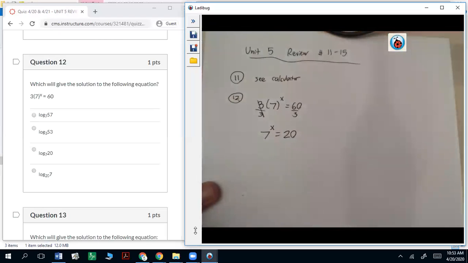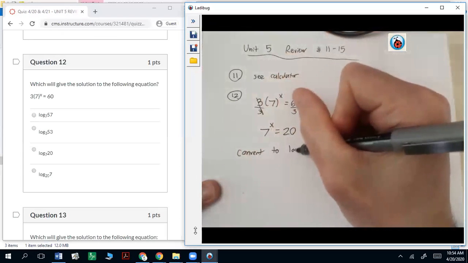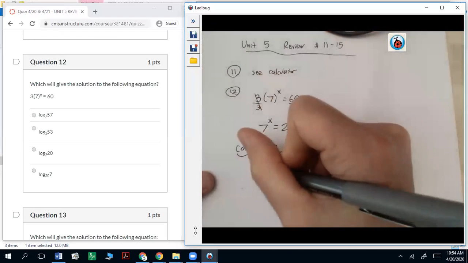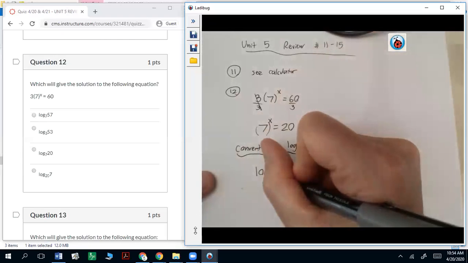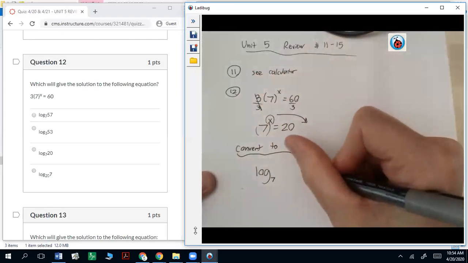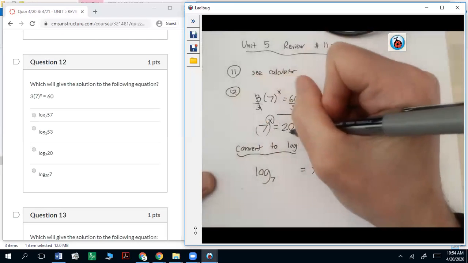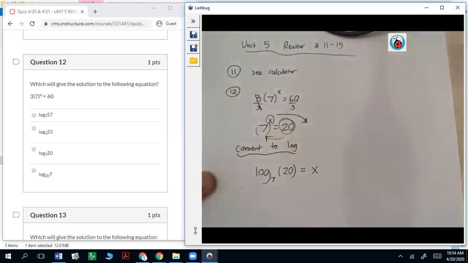Once it gets into that format, we want to convert to a log. So if I'm converting to a log, I'm going to write this as log, and the base of that log is what's being raised to an exponent, so that's going to be a 7. I'm going to put my exponent to the right side of the equation. So that x will go over here, and what goes in the log is going to be the 20. So that would be log base 7 of 20 equals x. And I could go ahead and solve that. This question doesn't need me to because it has it just in that form. So as you can see, this is going to match up with this.